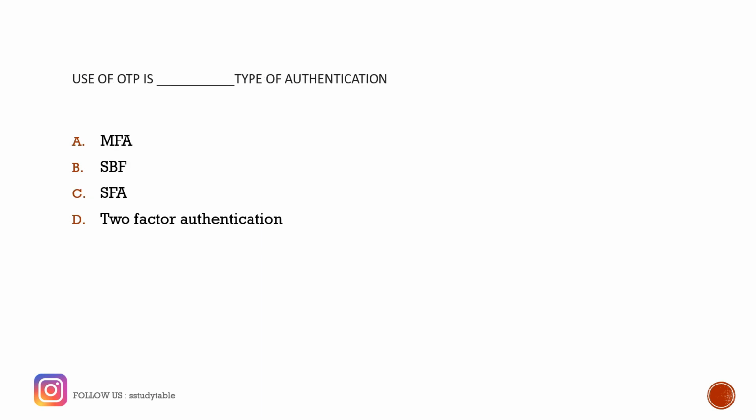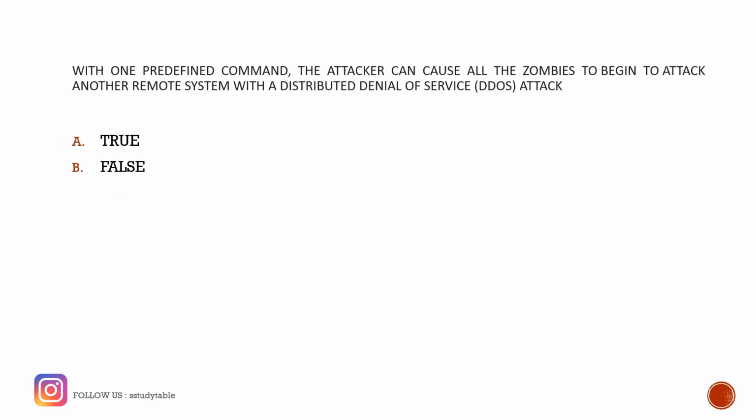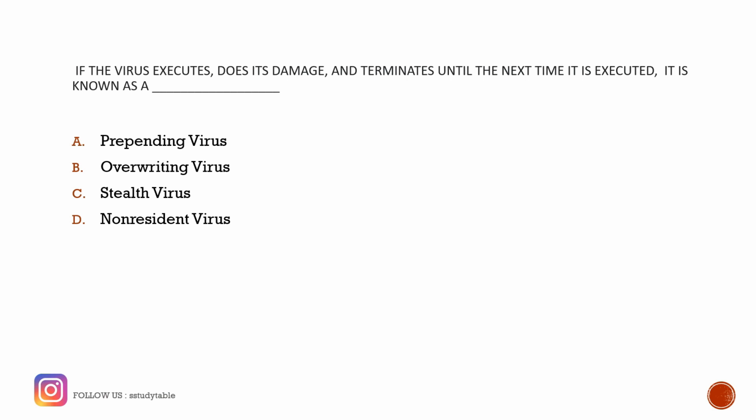Next question. Use of OTP is dash type of authentication. The answer is MFA, which stands for multi-factor authentication. Next question. With one predefined command, the attacker can cause all the zombies to begin attack another remote system with a distributed denial of service, that is DDoS attack. The answer is true. Next, if the virus executes, does its damage and terminates until the next time it's executed, it is known as a dash.